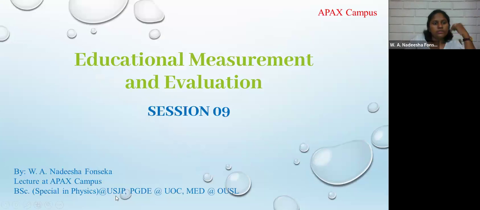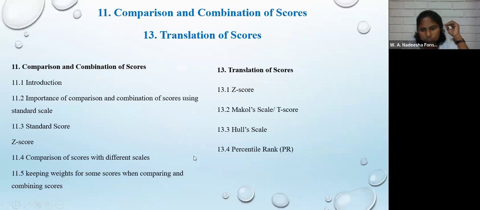So today is our ninth session. Because of the revision, we don't have time to cover all the things, but let's try to do something and then we can continue from the next session. So today we are going to talk about comparison and combination of scores and translation of scores. Translation of scores is our last topic. The 12th topic is the normal probability curve, and we will discuss it in the next session.